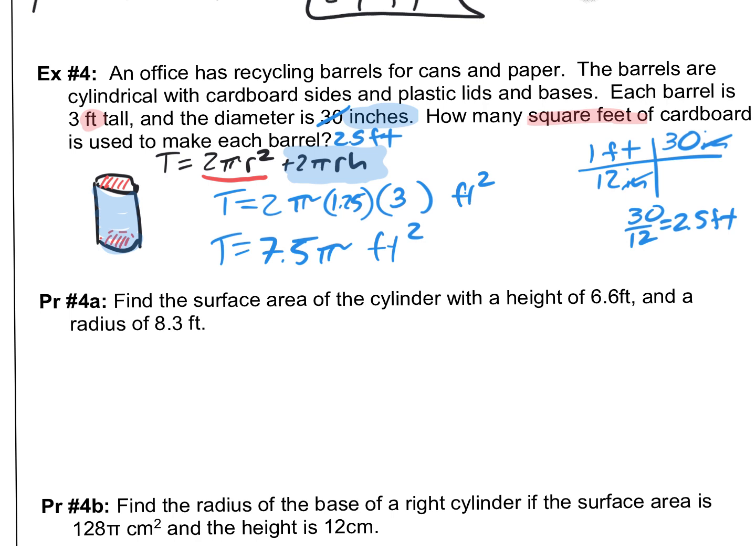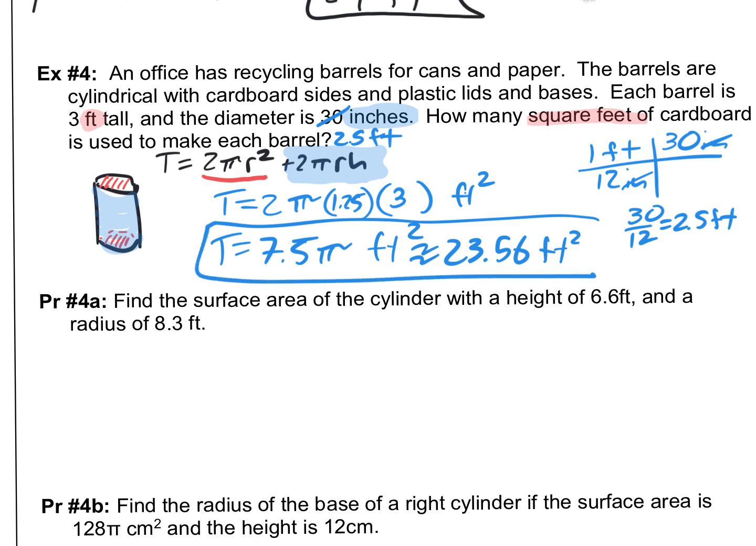It goes on and on forever, so we'd rather just leave it like that. But 7.5 pi is approximately 23.56 square feet. So like I said, we prefer it in exact terms. Just leave the pi symbol right there. Call it a day. That's a lot easier to deal with. But this would be it in decimal form.